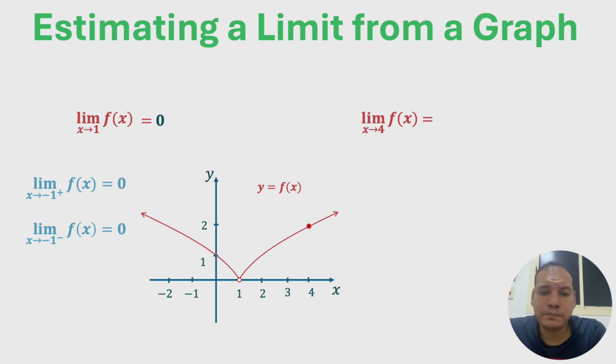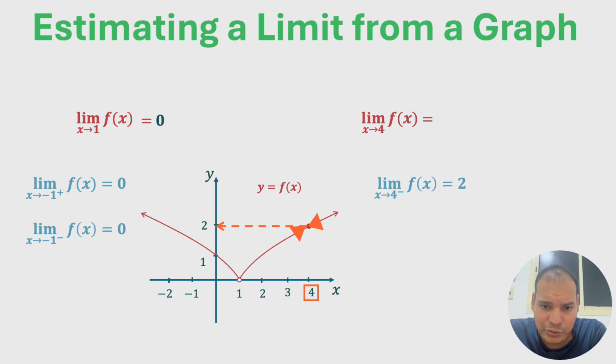This is 4 on the graph. Let's approach it. This is the value of 4, of course. Approaching 4 from the left gives us 2. So we say the limit of 4 from the left, 4 minus means 4 from the left, is 2. Approaching it from the right gives us also 2. So as you can see here, we have the same limit from both sides. So we say that the limit is 2.